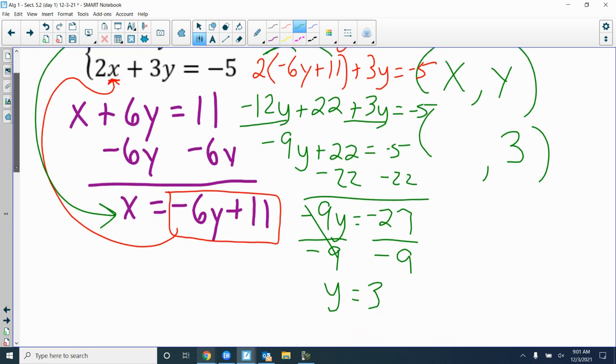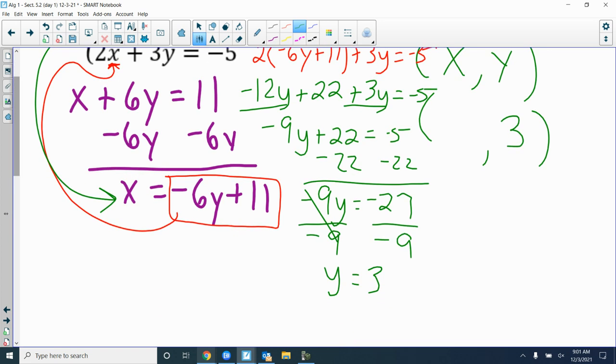So let's use this right here, and instead of this y, we're going to put 3. So I'm going to go x equals negative 6 times y. Well, what's y? 3. I think it saves your work and time. Okay, what do I do? Simplify it. What do you do, Reese? Times negative 6 by 3. What do you got? Negative 18. Plus 11. What do you got?